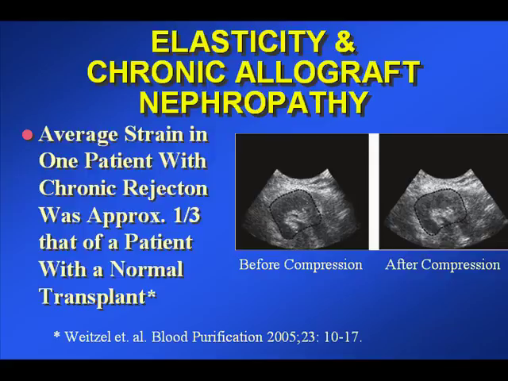This is an example from a paper that was recently published about whether you could see the compression of a kidney by external compression, and in this case it was used to evaluate normal versus abnormal. The average strain in one patient with chronic rejection was approximately 1/3 of that in a patient with a normal transplant. So even a crude method like this, where they're simply measuring the shape of the kidney and whether it flattened during compression, has proven useful for diagnosis and suggests that elastography in a more advanced form would work to help diagnose rejection.